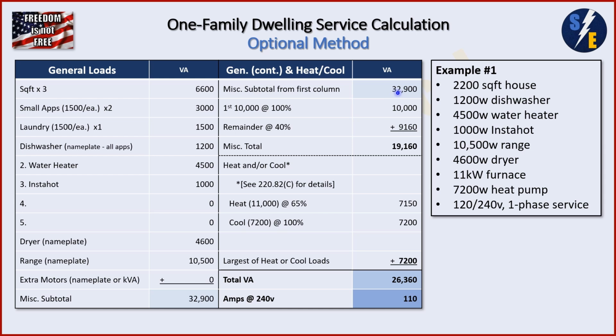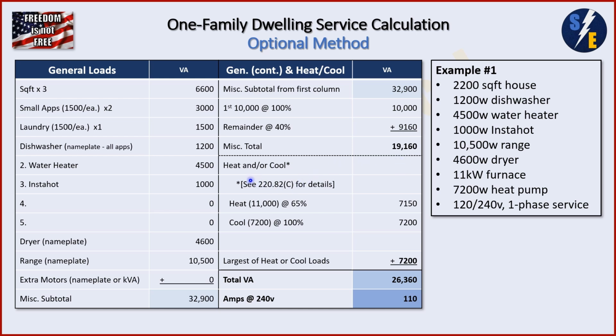Slide that right up here. Take the first 10,000 at 100%, and then anything after that, which would be 22,900, we take at 40% and we get 9,160. Add back in the 10,000 and we get 19,160 for our miscellaneous total. So that is the total for our general loads.